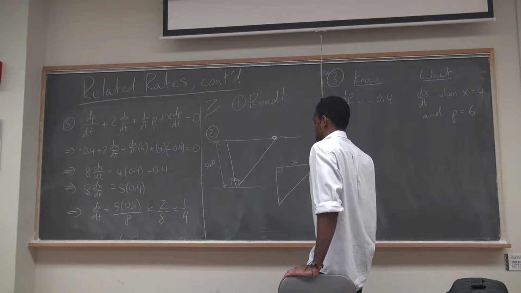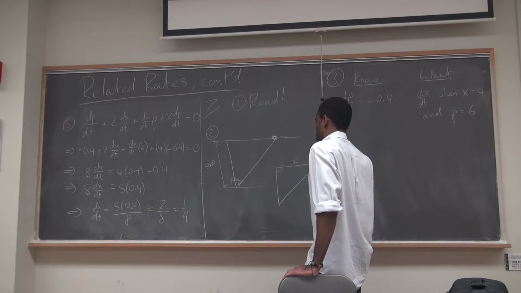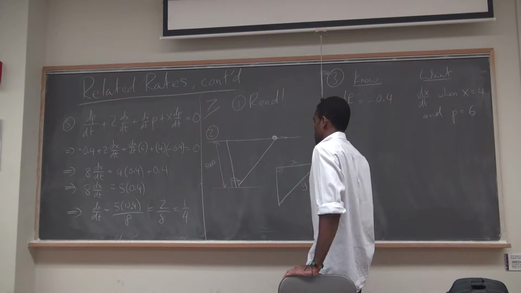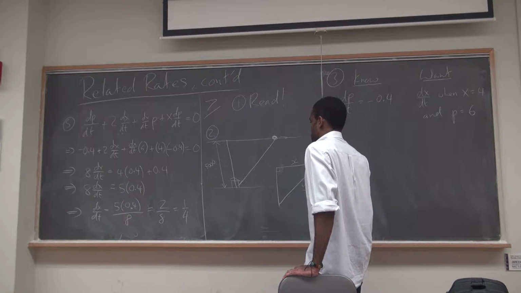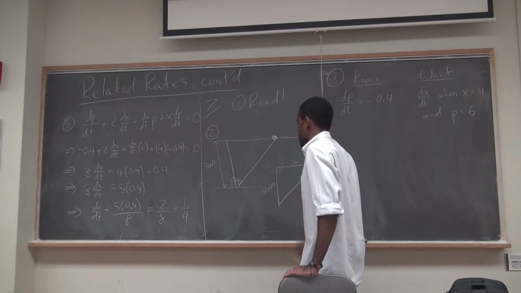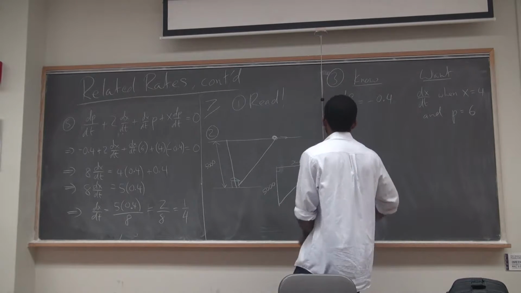What else is changing? The hypotenuse, that's y. What about this leg? It's still 5,000. It says he maintains altitude, so that's always going to be 5,000. So that's my picture.